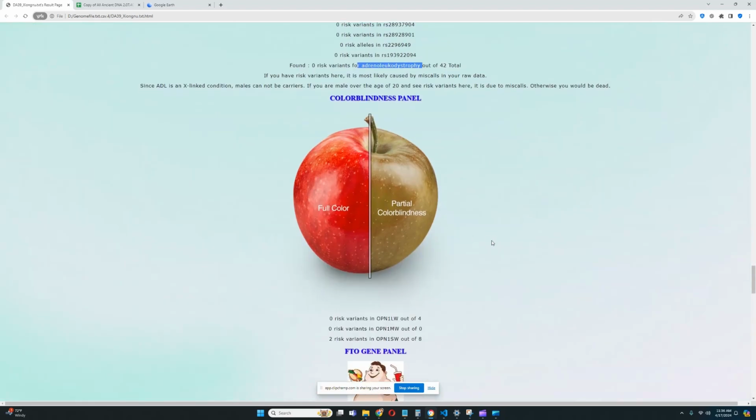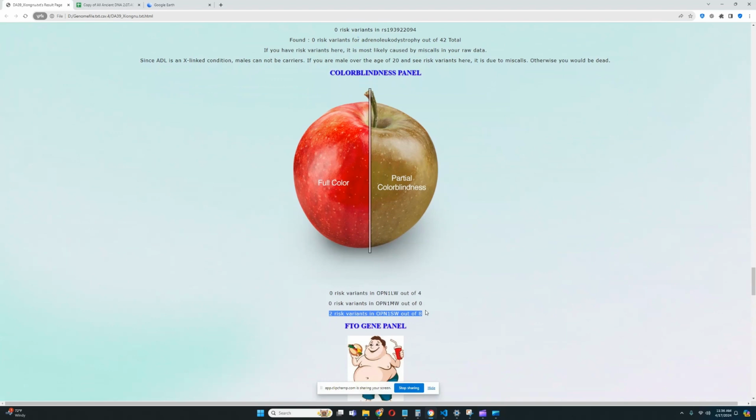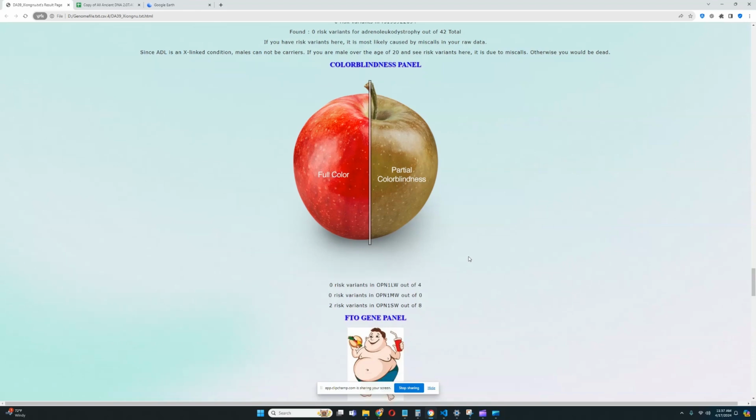Really good to see. For color blindness panel, he's got 2 risk variants for color blindness in OPN1SW, so he is actually a little bit predisposed to color blindness. Is it enough to say that he's colorblind? No, not really. I can't really say that there's a high odds of him being colorblind. It's just based on his genotype here. But I have never before seen anybody score 2 risk variants for color blindness. I don't think I've ever done a sample that scored more than 1 risk variant for that. So that's definitely something to watch out for.